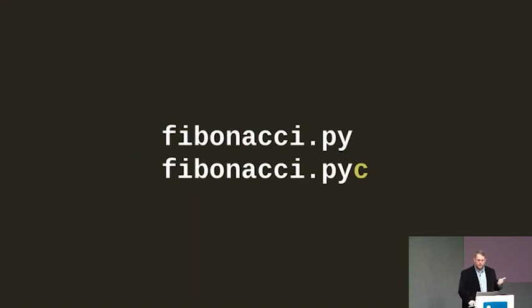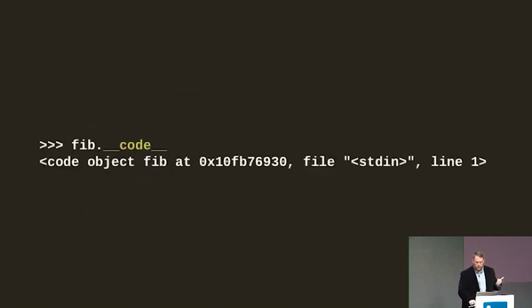If anybody decided to type in that Fibonacci function while I was talking, there's this attribute that'll be on it that you can access, double under code. It's what's called a code object. This contains all the things Python needs to know in order to execute your function. And there are some attributes on this that are useful to understanding what's going on in the bytecode.